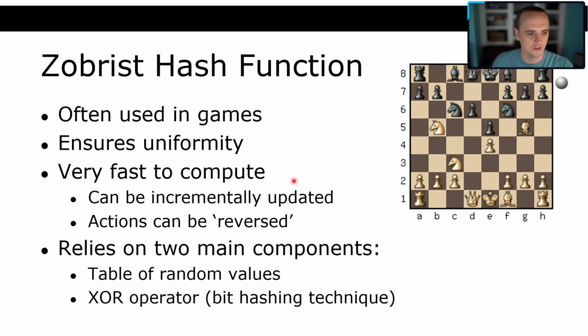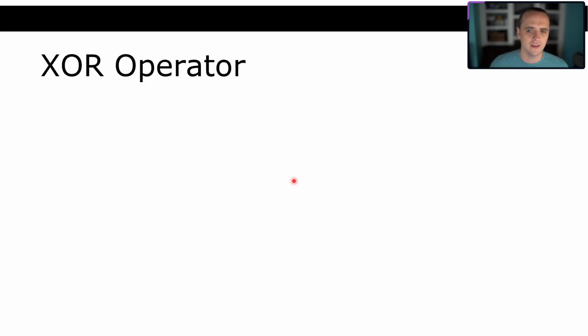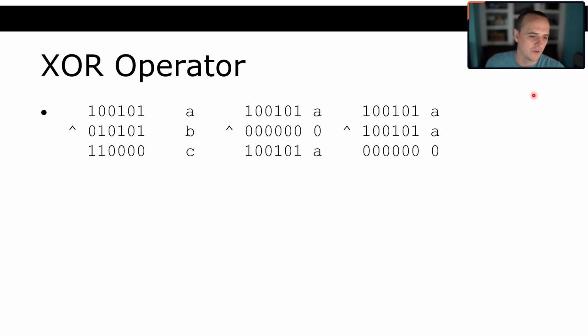So the Zobrist hash function is going to rely on two main components. It's going to have first a table of random values, and it's going to have the XOR operator. What in the hell is the XOR operator? So the XOR operator is going to take in bits, okay?